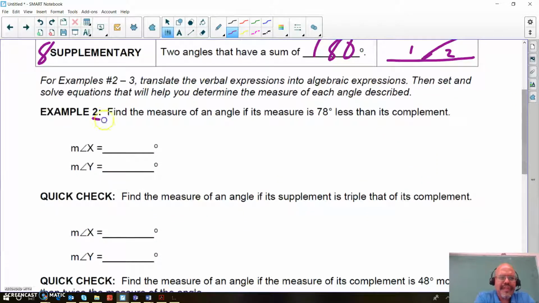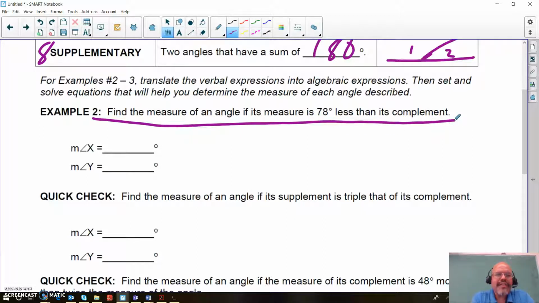So this is where we find some really interesting stuff. Find the measure of an angle if its measure is 78 less than its complement. Complement stands for 90 degrees. So we have the 90 degree angle right here. So we have 2 angles that add up to 90. So when it says its complement, that's your x. So right here, that's always x. So x plus whatever this is right here, we're going to have 2 angles.